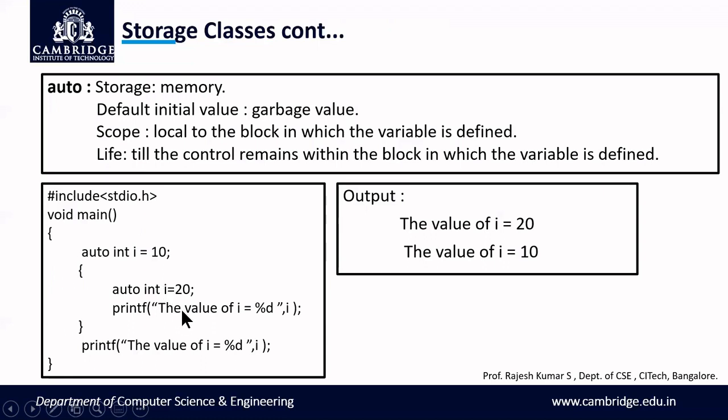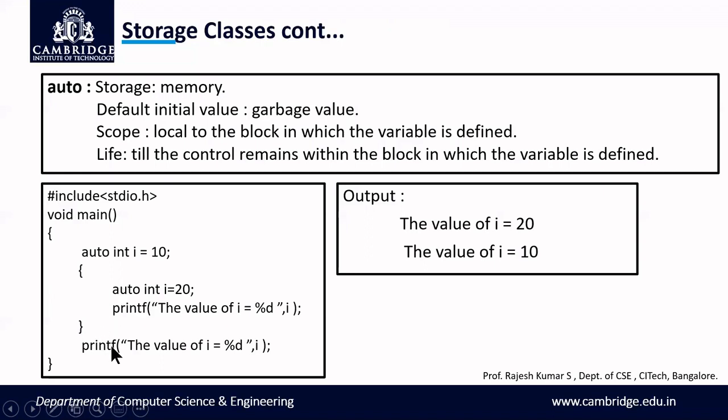When I'm trying to print the value of I, this will print 20, because now this variable is present in this block. So it will only access this value and print it. After printing this value, when it comes out of the block, it will forget about this. This is no more, this will be ignored. When you come out of the block, the lifespan is vanished. This particular variable will not hold any value.